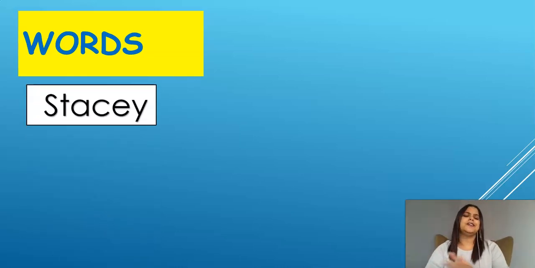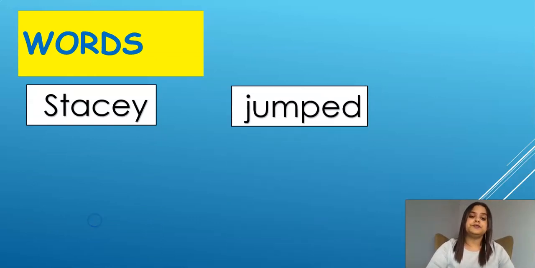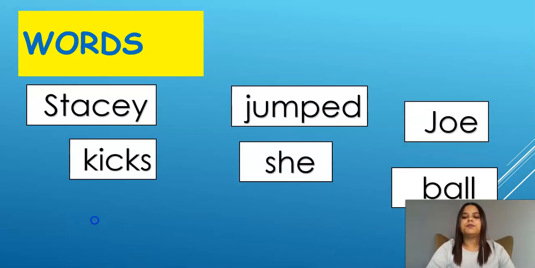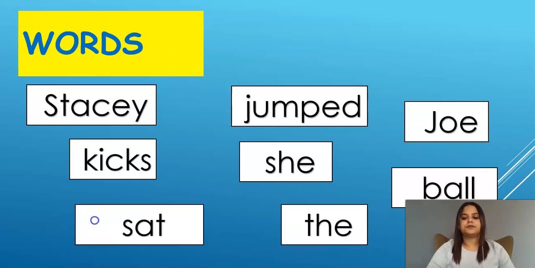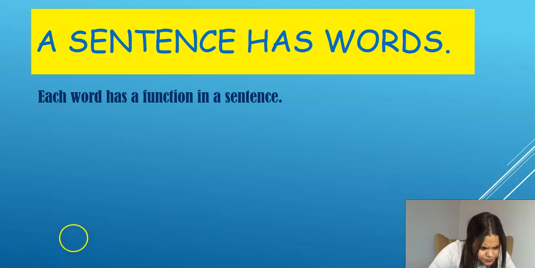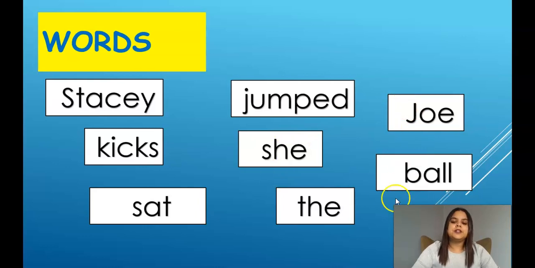So I have chosen a wide range of words and we're going to just see how they fall into place. Stacy, jumped, Joe, kicked, she, ball, sat, the. Those are my words. Let me just go back to the previous slide quickly. So basically these words are able to tell me something because words are chosen for a specific purpose. Okay? And that's what I want you to bear in mind as we move forward. When we write a sentence or we choose words, it's done for a specific purpose.